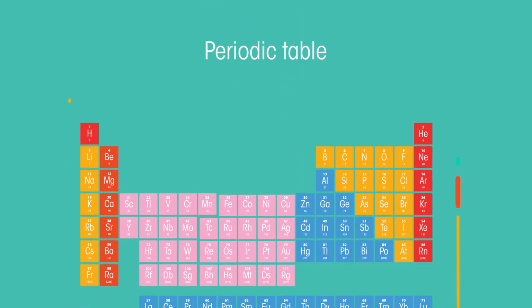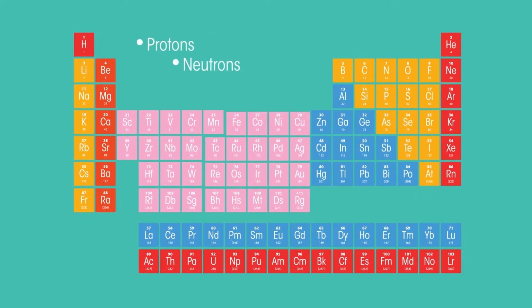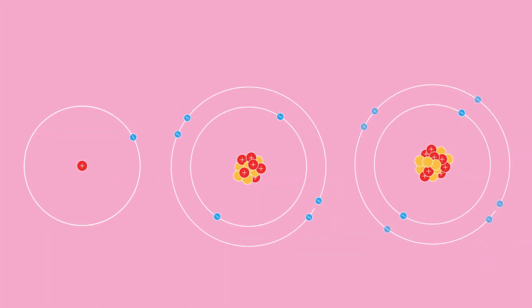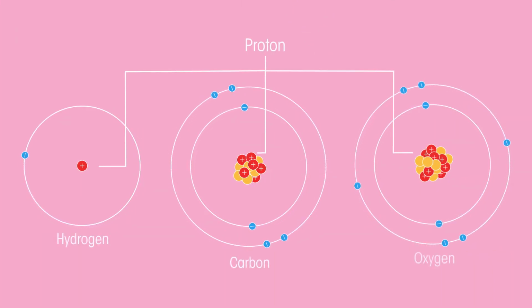We can use the periodic table to tell us more about the differences between elements, including the different numbers of protons, neutrons, and electrons they possess. In this video, you will also learn what ions and isotopes are. Just stay tuned. First things first, the number of protons in an atom determines which element it is.